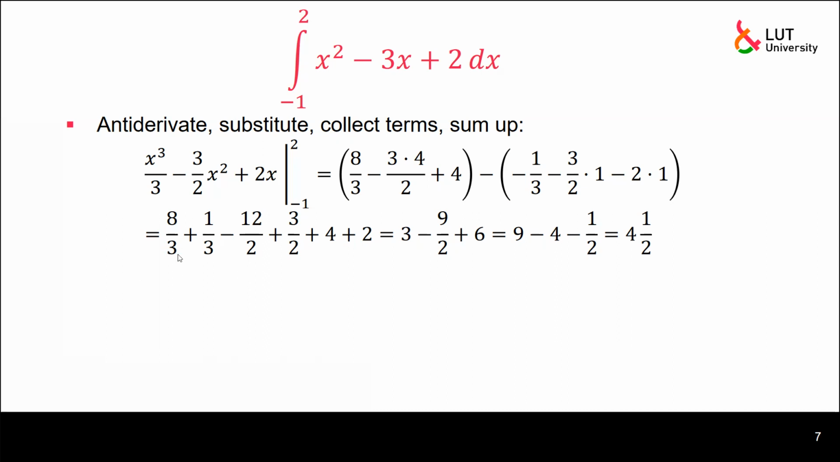Okay, collect terms. I've just collected by the denominators of the quotients to make it easier to calculate. We get 9 over 3, which is 3, minus 9 over 2 plus 6. Okay, 3 plus 6 is 9. The whole part of this fraction is minus 4, and then we still have minus 2 left. 9 minus 4 is 5, minus half is 4.5, or 4.5 if you prefer the decimal approximation. Well, that's actually an exact one.